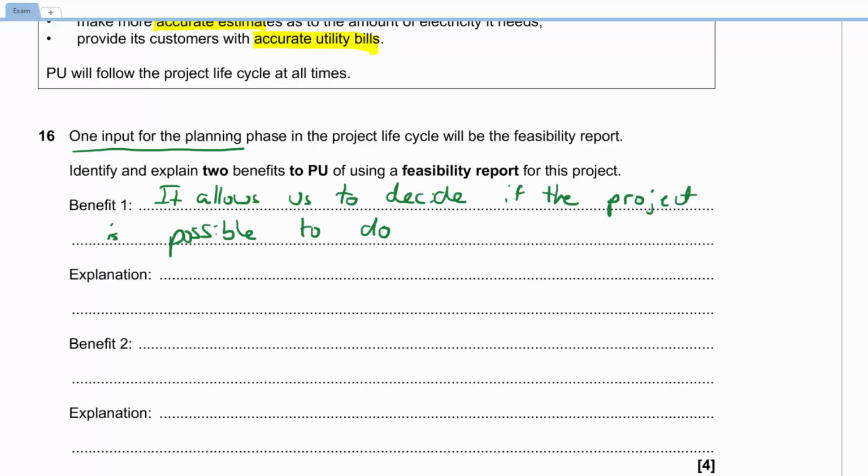And the explanation of why this is a benefit is, well, you don't want to waste time doing a project which is not possible. You don't want to get to execution and decide that actually it's not possible for you to make this system. So we can say it means time and money is not wasted doing a project which isn't realistic.